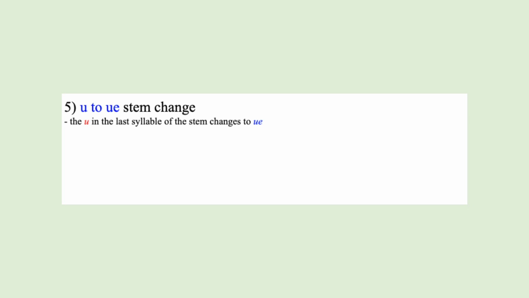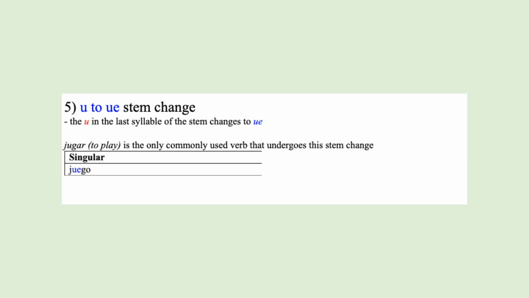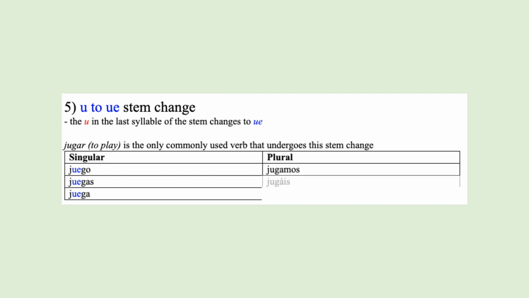And the U to UE stem change only applies to one verb, jugar. The conjugations are juego, juegas, juega, jugamos, jugáis. No stem change again for nosotros or vosotros. And juegan.